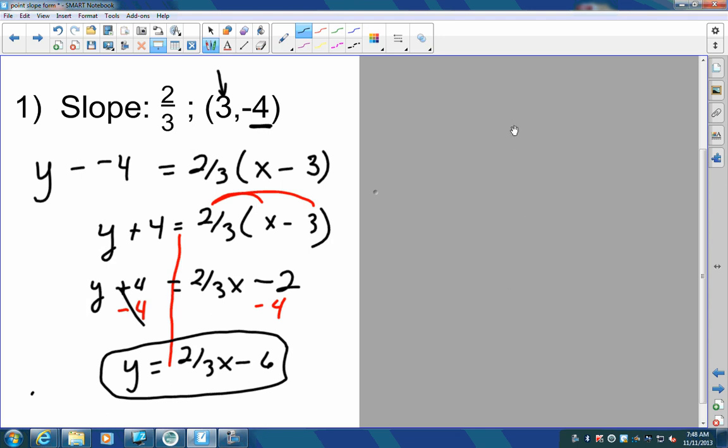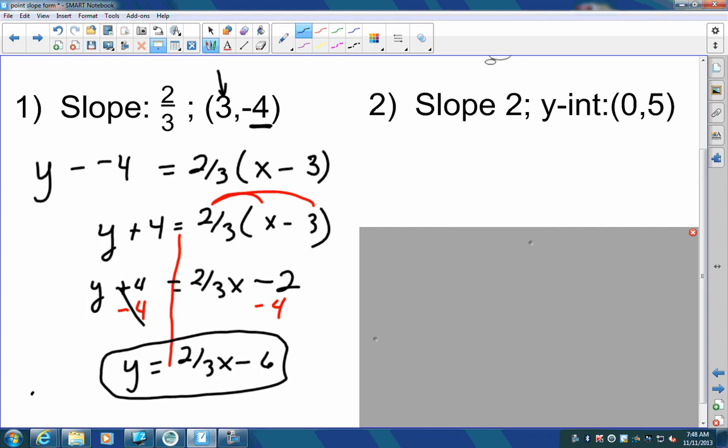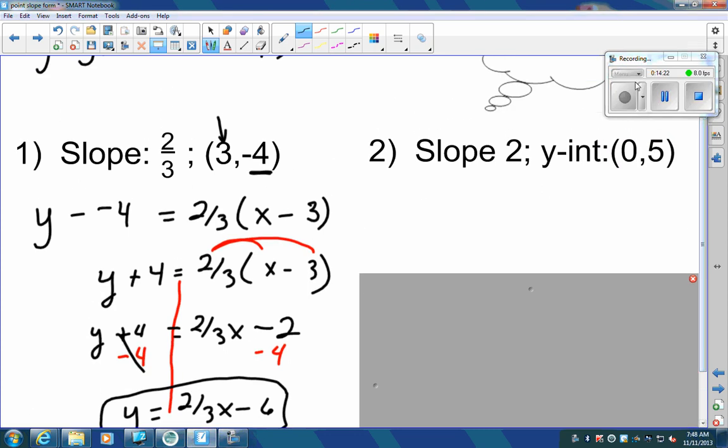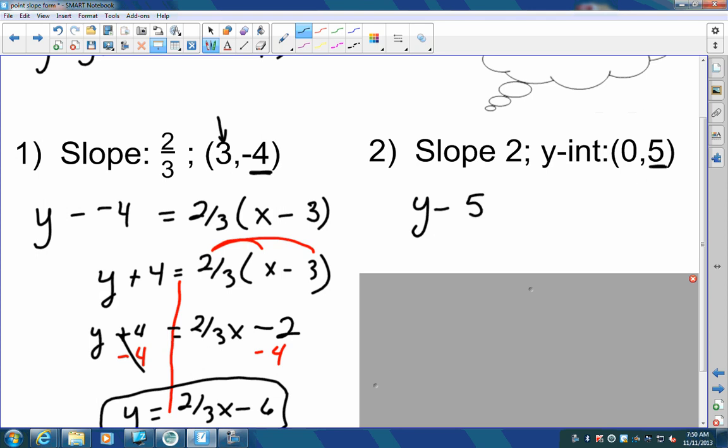All right, try this one right here. I want you to write it in point slope form and then rewrite it into slope-intercept. So here I have y minus y1, which is 5, equals m, the slope, times x minus x1, which is 0.